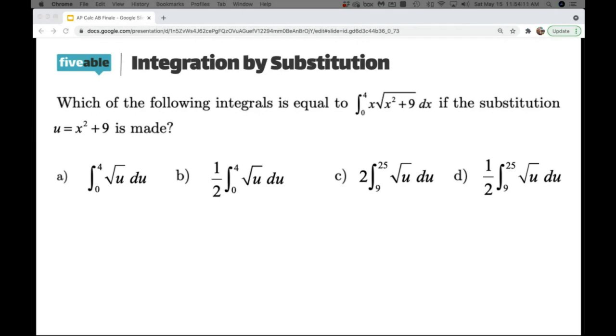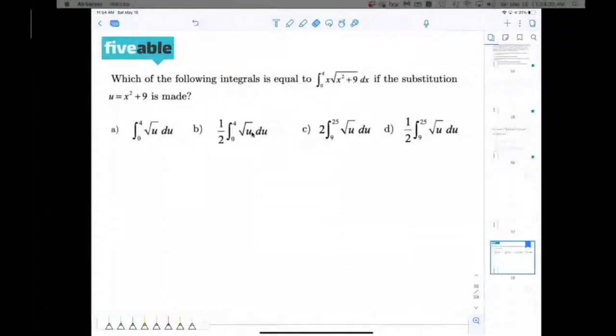to 4 of x times root x squared plus 9 dx if you make the substitution u equals x squared plus 9. Okay, so in this example, we know we've got to use substitution. We're not even being asked to integrate. We're just being asked to bring this into what I call U world, where everything is being written in terms of U, and find out which of these four integrals matches our integral. So let's take a look at this on the tablet.